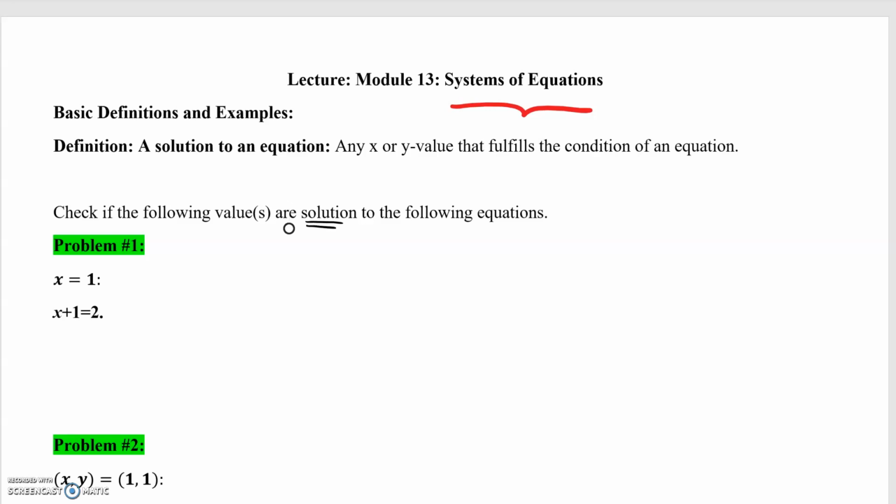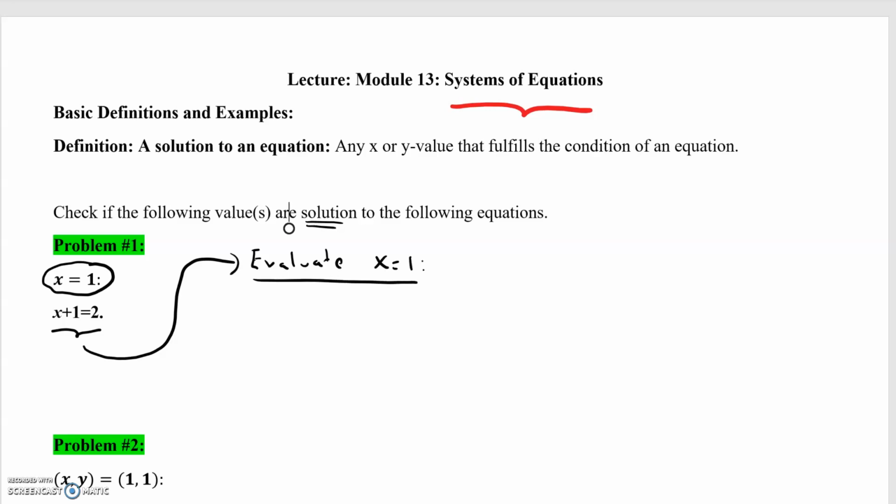So a solution to an equation is any x or x and y value. In this case, if you look at problem 1, we're referring to x is equal to 1. That happens to satisfy a condition. So the condition that we're looking at here is x plus 1 is equal to 2. So in order to check if this is an actual solution to the equation, we evaluate. So let me just rewrite it here: evaluate x is equal to 1 into the given equation. Your given equation is x plus 1 is equal to 2.